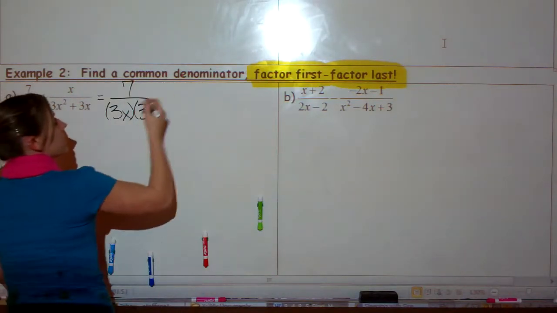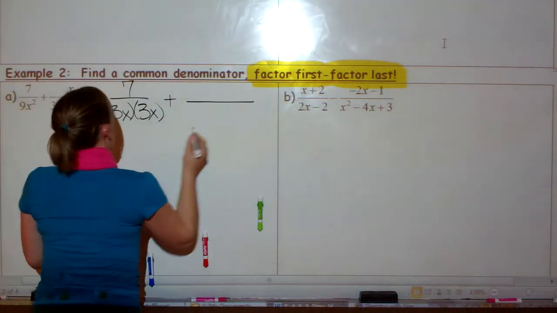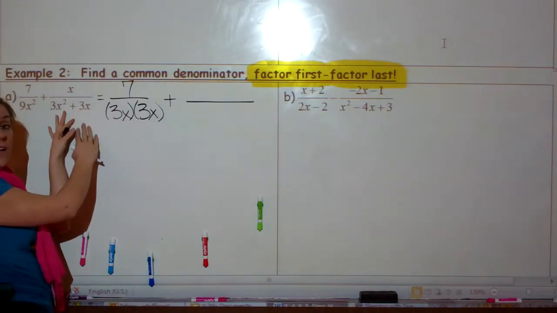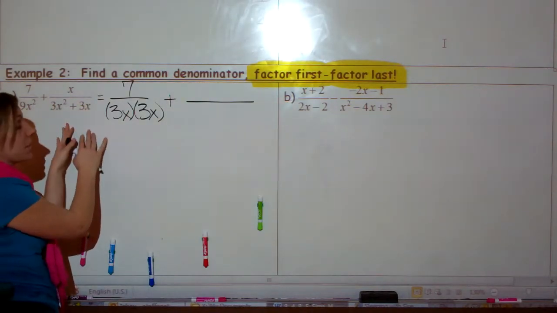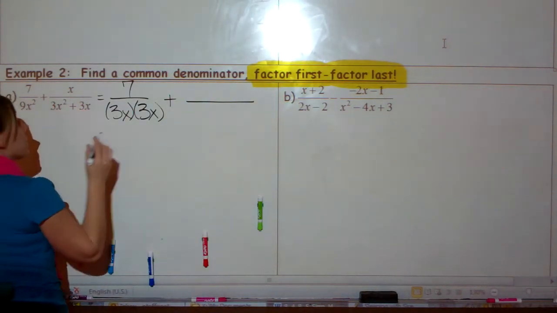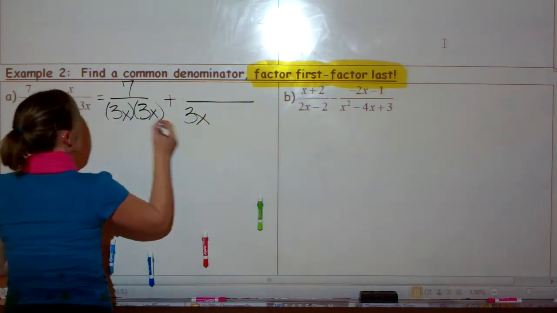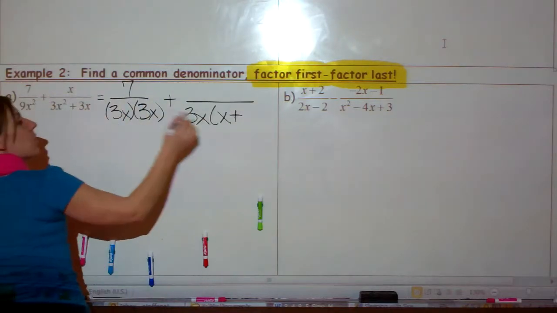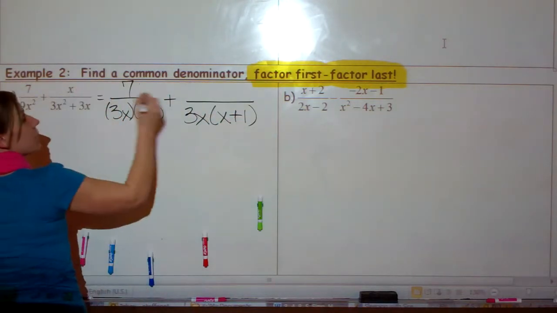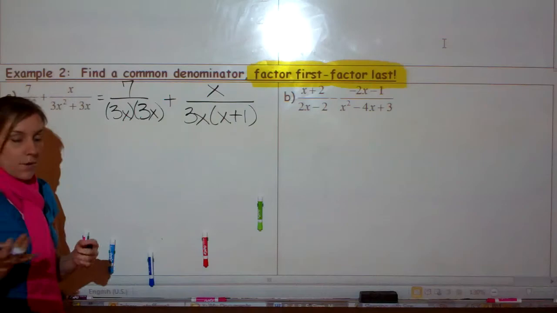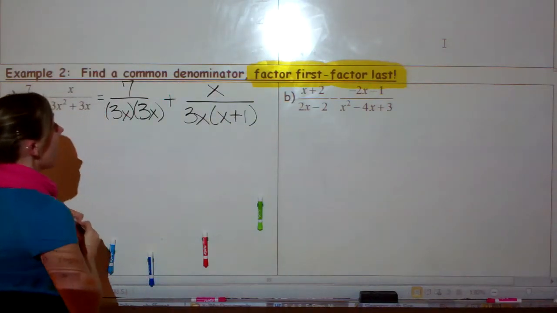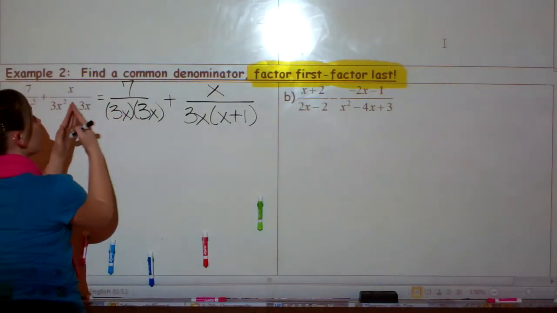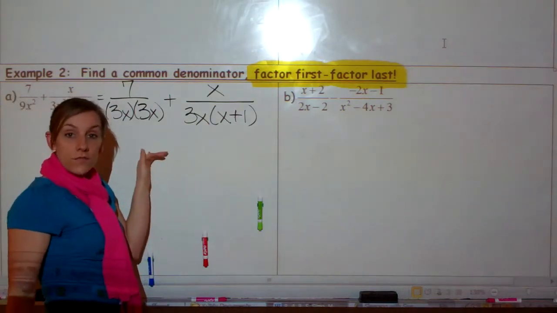So then we factor the second one. And right now we only look at the denominator, because remember, we're trying to get common denominators. So to factor the denominator, that would be a 3x. And then we have an x plus 1 left. The numerator hasn't been affected yet. Okay, so now we have written the factors of each fraction.